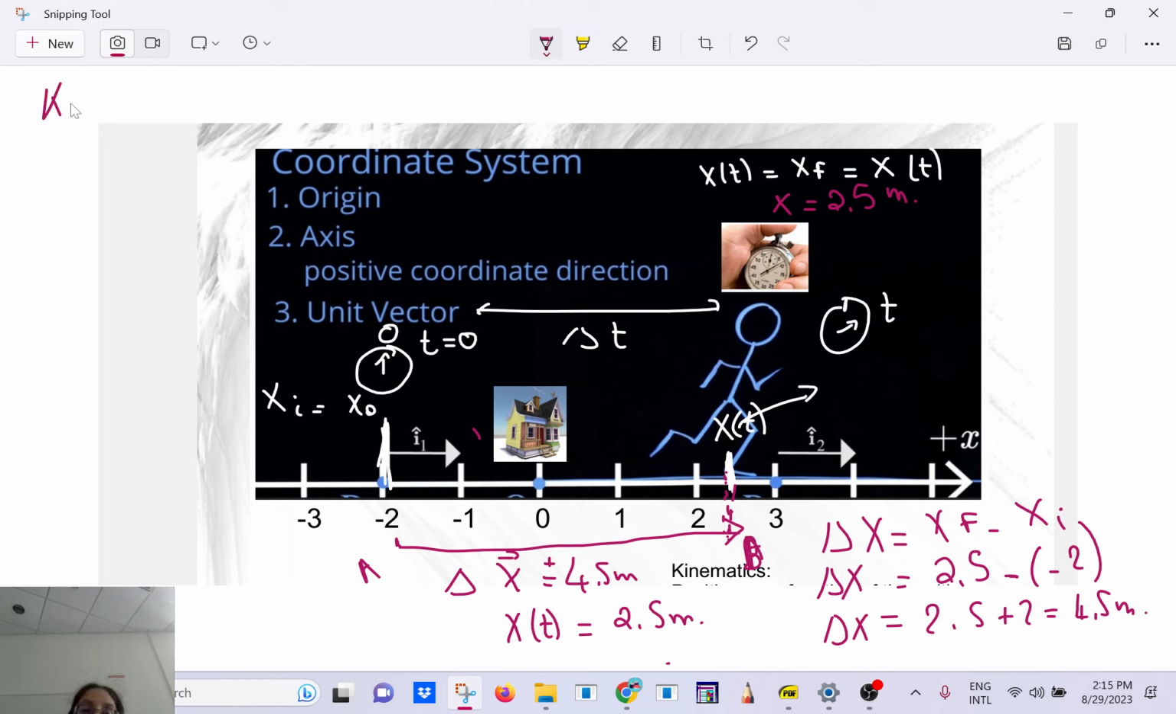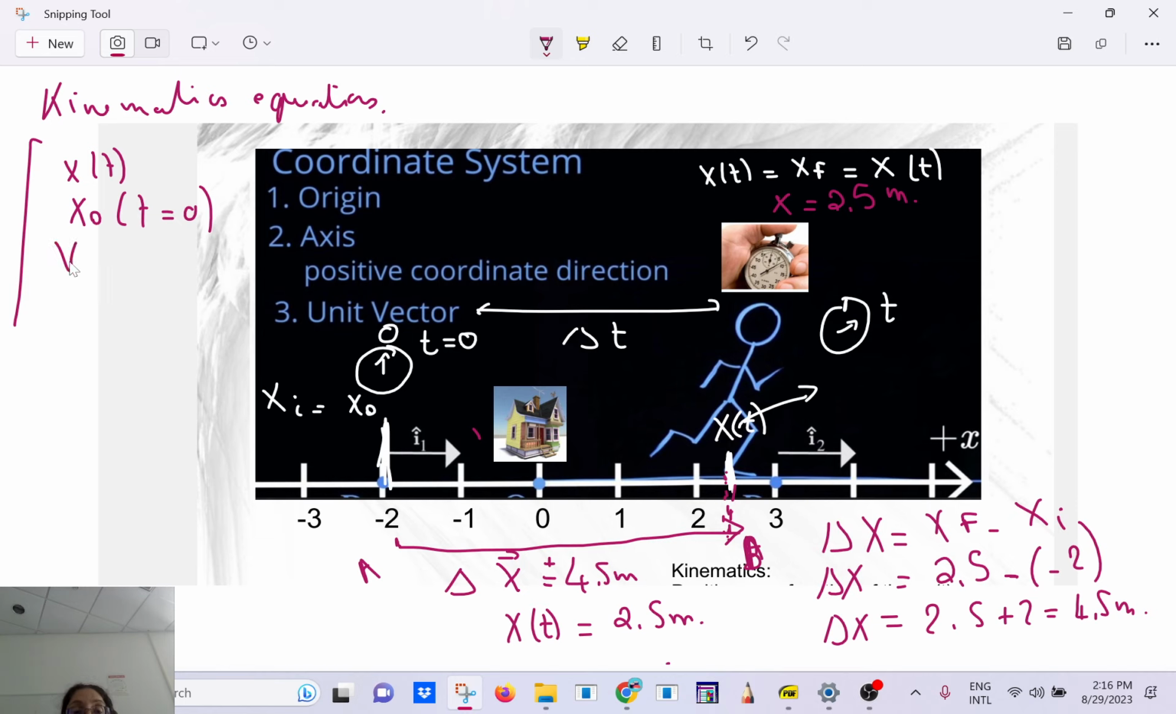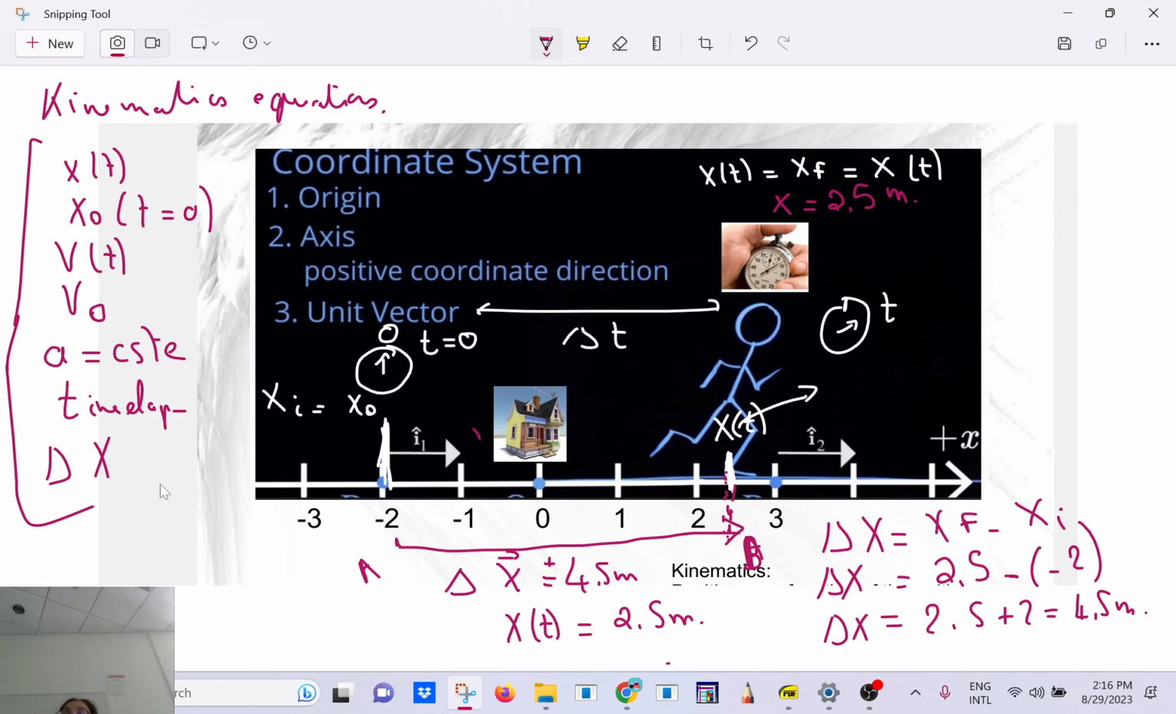We're going to work with what are called kinematic equations, and kinematic equations will involve position at a given time. They will involve initial position at t equals 0. They will involve velocity, which is also a vector, at a given time. They will involve the initial velocity, how fast you are going when you start your stopwatch. And they will also involve acceleration, which will be a constant. You don't have to worry about that. And of course, the time elapsed. So we're going to have equations to find the position, if you know the time and if you know the velocity. And of course, you have the displacement. Okay?